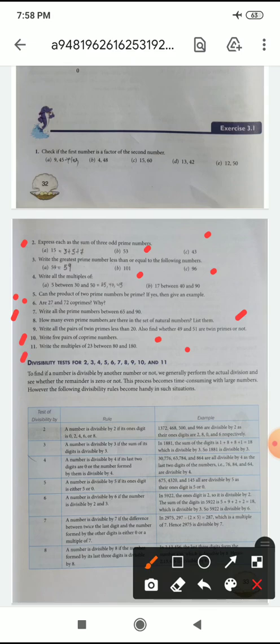Then 11 number. Write the multiples of 23 between 80 and 180. Here children, you have to write multiples of 23 and which are between 80 to 180. Children, in 23 table, 23 fours are 92. So you start from 23 fours are 92, 23 fives are 115, 23 sixes are 138, 23 sevens are 161. So 92, 115, 138 and 161 are the multiples of 23 and which are between 80 to 180.